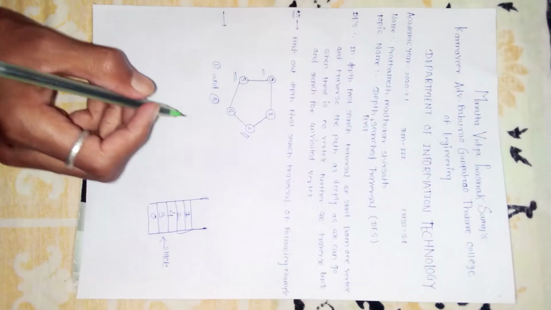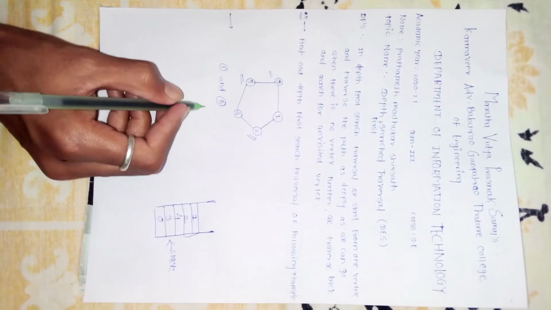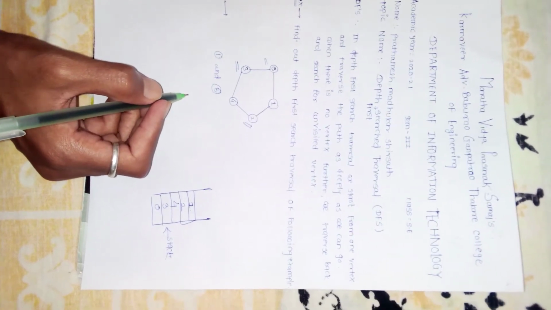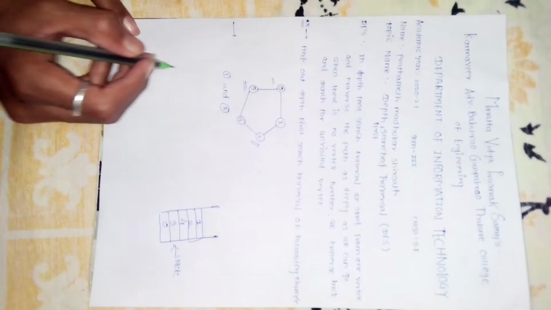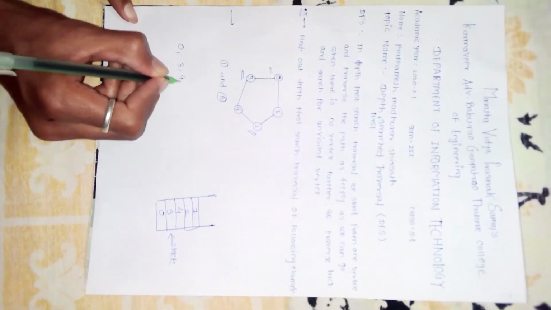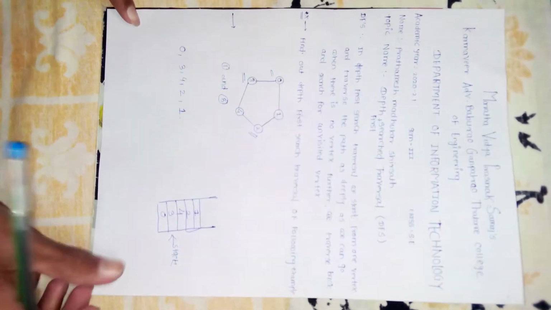In this example, backtracking is not used because this graph is not complex; it is simply a linked graph. Then the output of the depth first search is 0, 3, 4, 2 and 1.